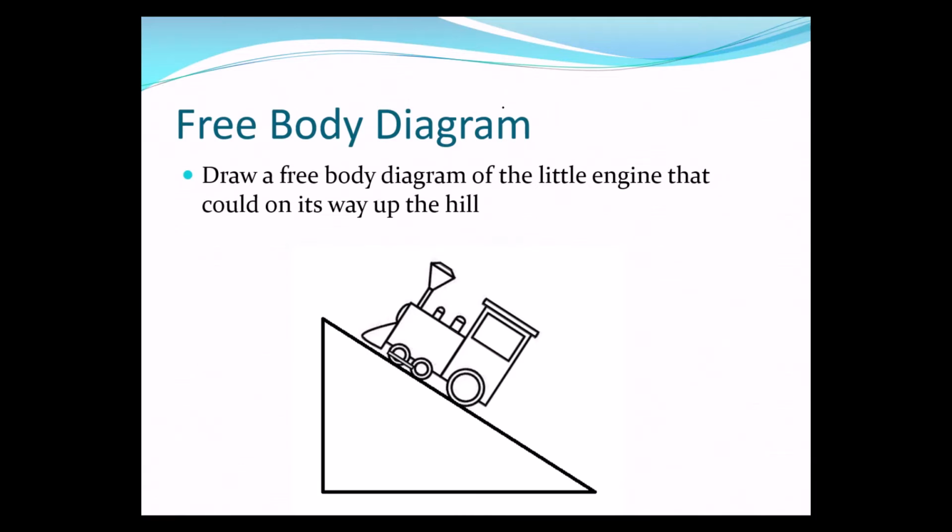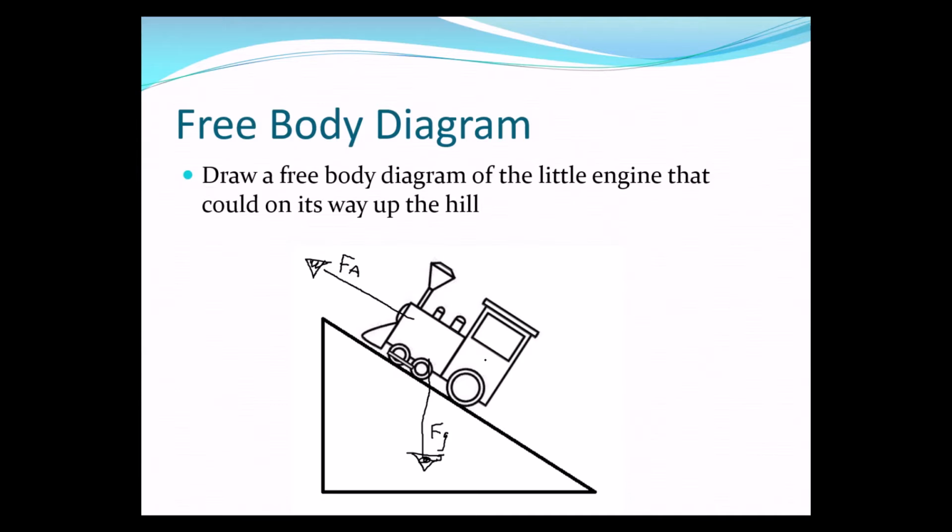Okay, so now to some real stuff. We're going to draw a free body diagram of the forces acting on the Little Engine That Could on its way up the hill. We'll start off with some easy ones. Going straight down is going to be our force of gravity. And then there's a force bringing it up the hill, so there's going to be a force applied that's up the hill.